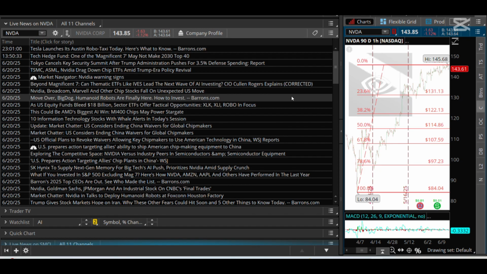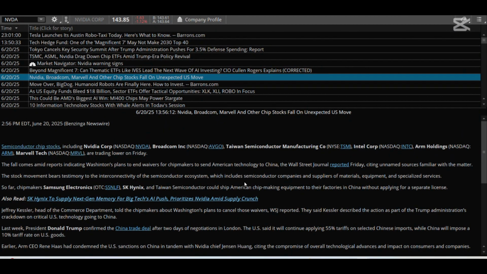Now let's take a look at some high-level news regarding Nvidia that might give us an idea how Nvidia may behave in the next few days. So let's take a look. This one says Nvidia, Broadcom, Marvell and other chip stocks fall on unexpected US move. Let's open it. It says that the fall comes amid reports indicating Washington's plan to end the waiver for chip makers to send American technology to China. And you can see that that's not something Nvidia would be looking for.